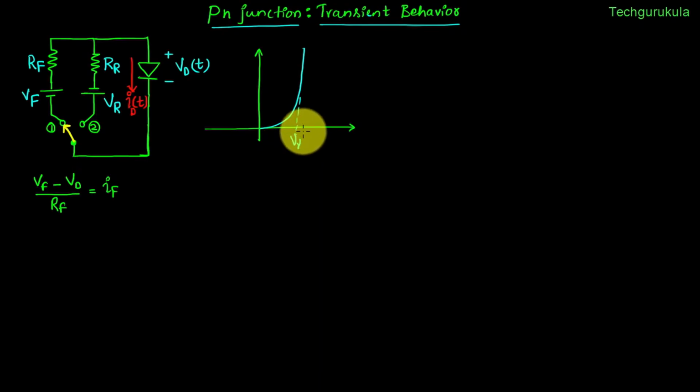Once the applied potential crosses this, the current increases exponentially. So assuming the diode is actually on for this applied potential VF, we can say the potential across this diode would be very close to the cut-in voltage. Now let me plot the current flowing through the diode and the voltage across the diode in two separate plots.